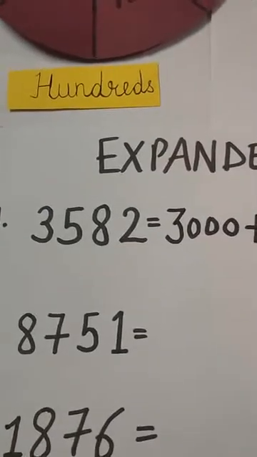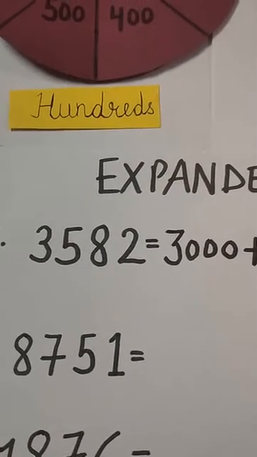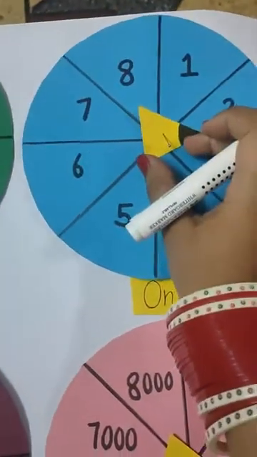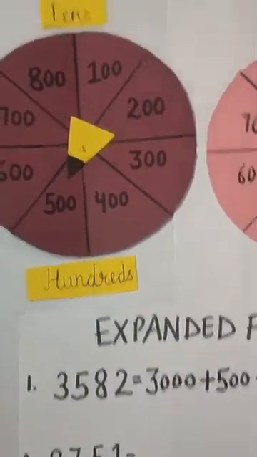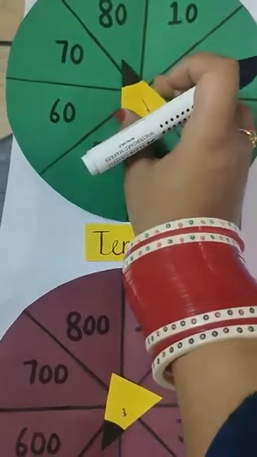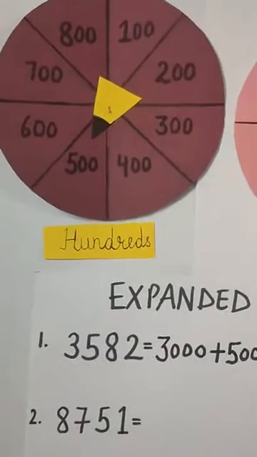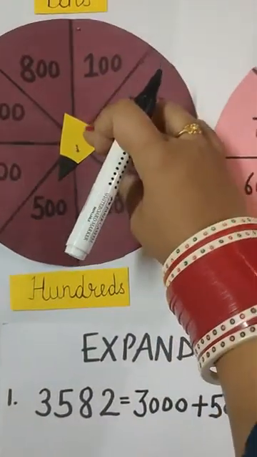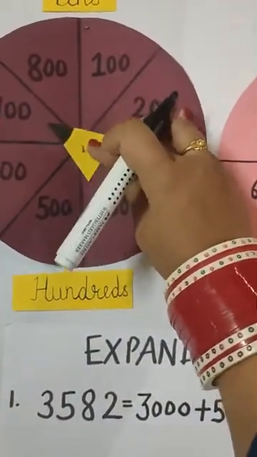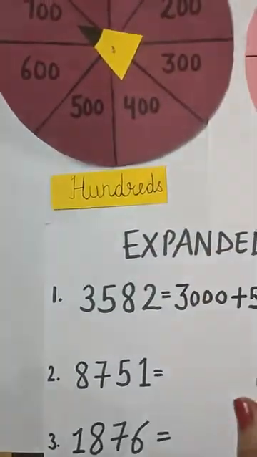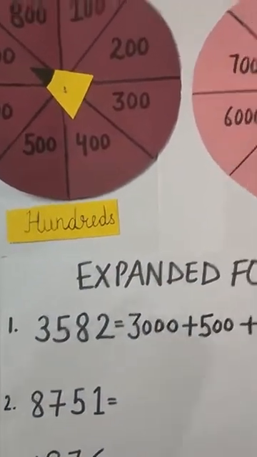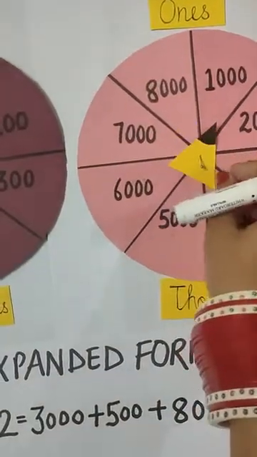So let us do another question. Okay, that is 8751. So it means we have to fix the ones place towards 1. Okay, I am fixing it now towards 1. Now we have this 5 at the tens place, so we are fixing it towards 50. Now we have 7 at the hundreds place, so its face must be on 700. Now we have 8 at the thousands place, so here I will just rotate it like that.